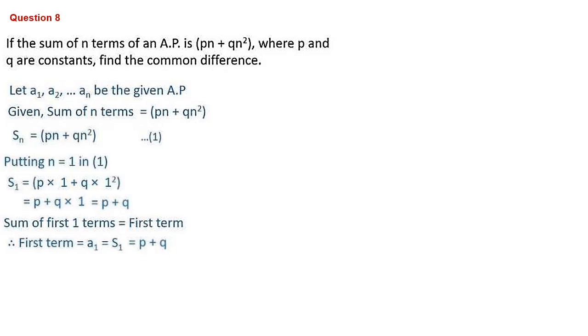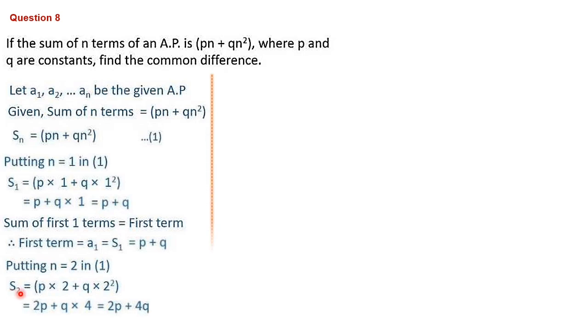We are going to find out the common difference. Common difference means minimum two terms should be there. If you know A1 and A2, then only we can find out the common difference, A2 minus A1, using the formula. So A1 we have got. Now we have to go to A2. For that, n is equal to 2 we can put in the sum. So S2 is equal to P into 2 plus Q into 2 square, that is 2P plus 4Q. That is our S2.